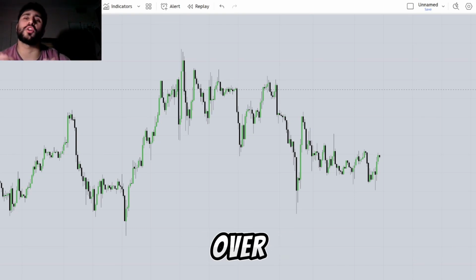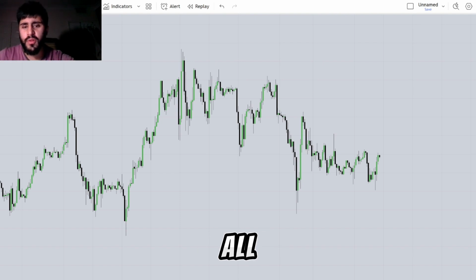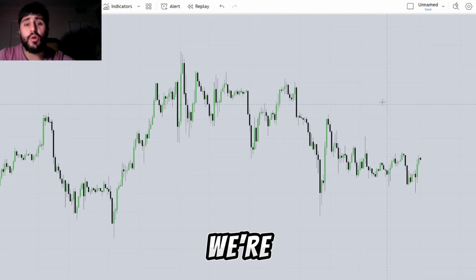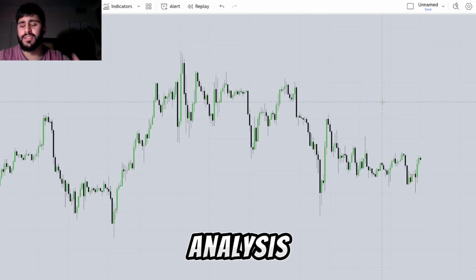We're going to be going over crypto and how you can apply order flow and ICT to crypto. So this is the Bitcoin 4-hour chart. Now, as you can see here, we're on the 4-hour time frame, so we start our analysis on the 4-hour time frame.